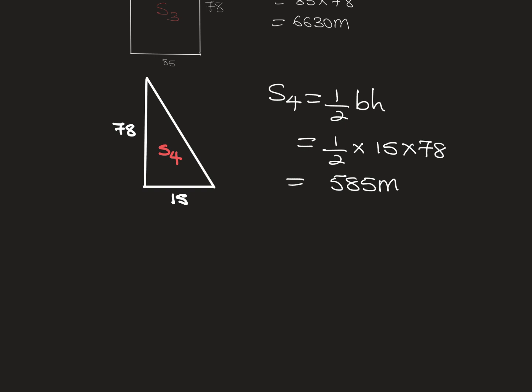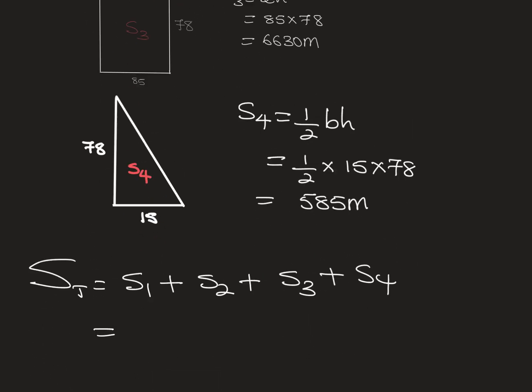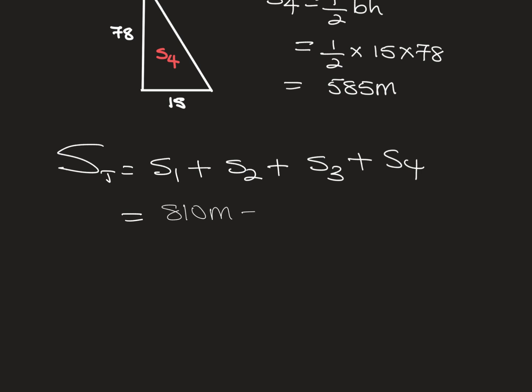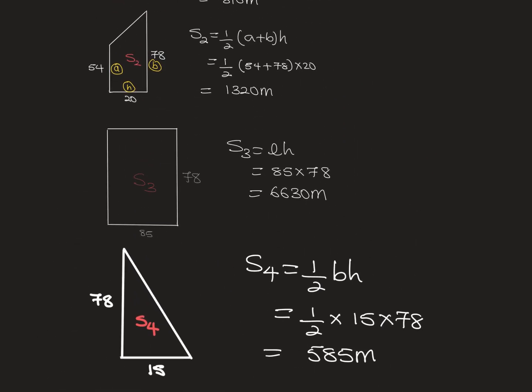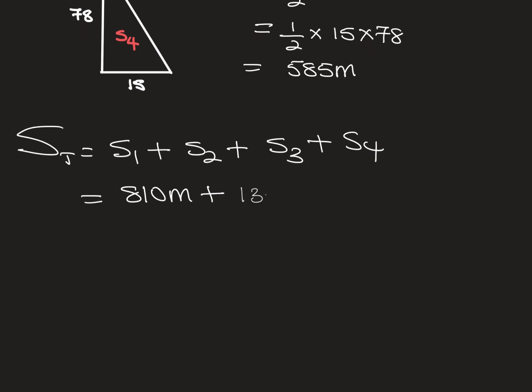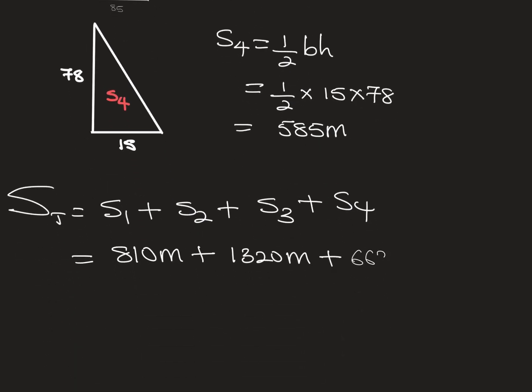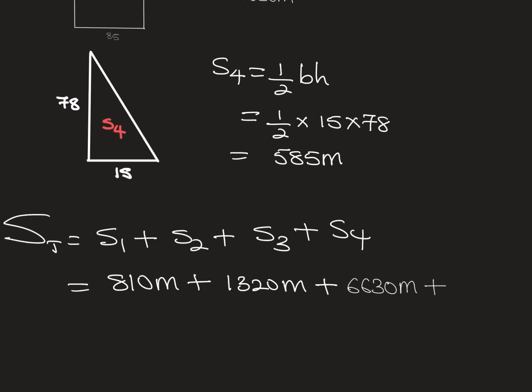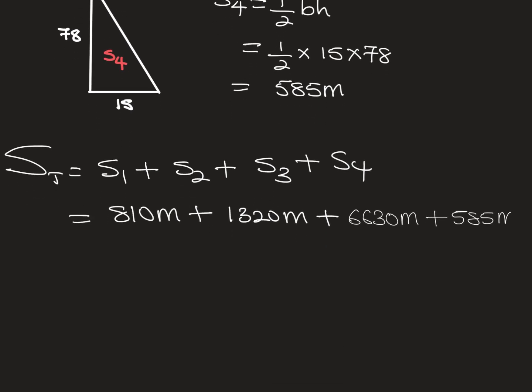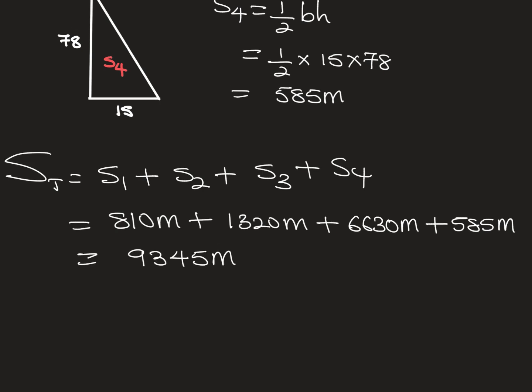So now if we want to find the total distance, that will be S1 plus S2 plus S3 plus S4. S1 is 810 meters plus S2 is 1,320 meters plus S3 is 6,630 meters plus S4 is 585 meters. When you do that calculation, you have 9,345 meters as the total distance traveled.